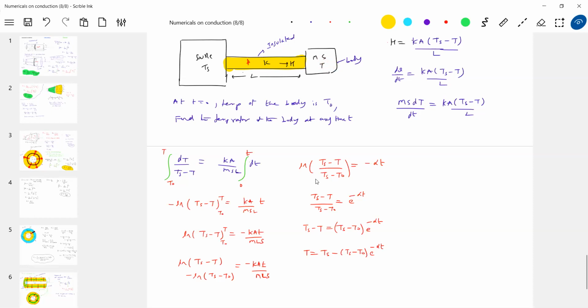At t equal to 0, what was the temperature of the body? T naught. Put t equal to 0. This will become 1. Ts minus Ts plus T naught will be T naught. Okay, justified. After getting the answer, you should check its validity. Meaning, did I apply the limits properly? What is this that we have obtained? The temperature of the body.